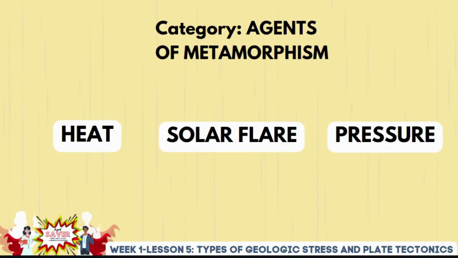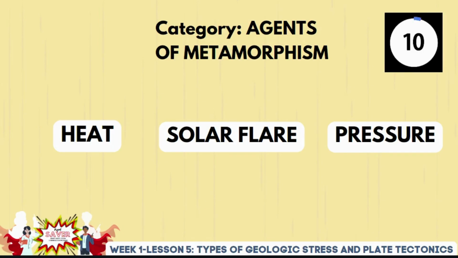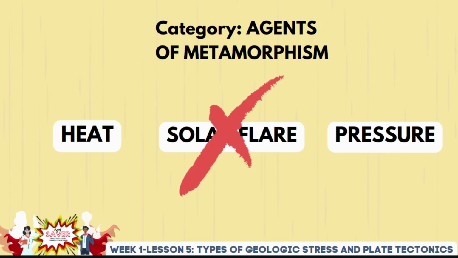Next category is agents of metamorphism. We have heat, solar flare, pressure. The odd one is solar flare.